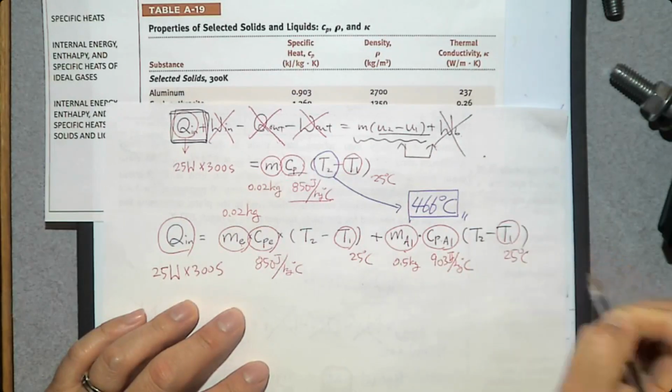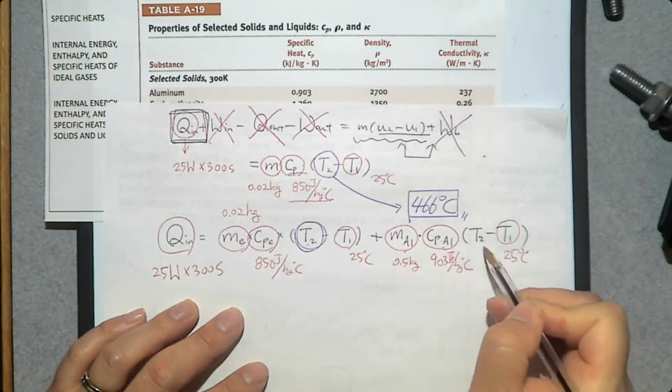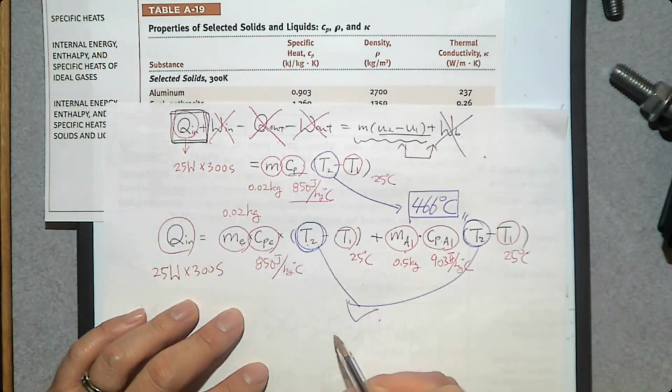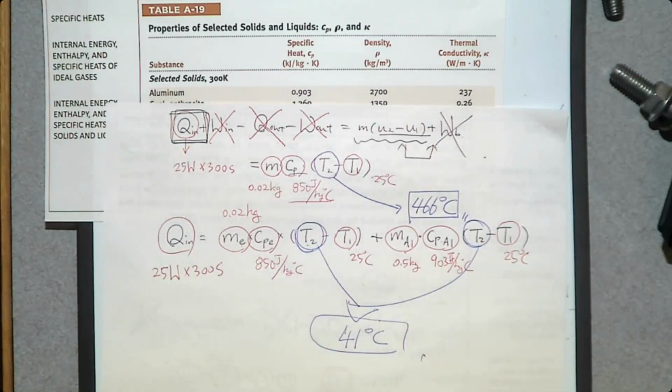Initial temperature 25. So from this equation, we only have one unknown, T2. So can you find T2? Yes, if you do, 41 degrees Celsius. From 466, now 41. Can this work? Yes. Then we don't have to worry about the cooling system because the aluminum is going to minimize the temperature change as a heat sink.